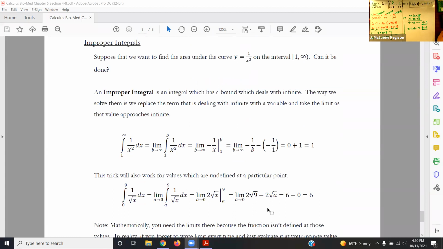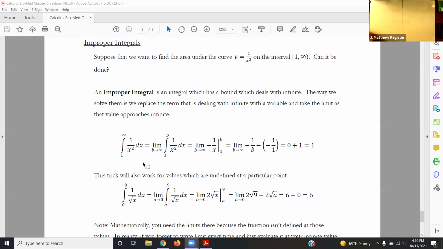improper integrals. Improper integrals are integrals which involve infinity. There are some definite integrals you're going to be seeing which either go to an asymptote or have infinity as one of their bounds. If you have infinity as one of your bounds, what you need to do is rewrite it as a limit.